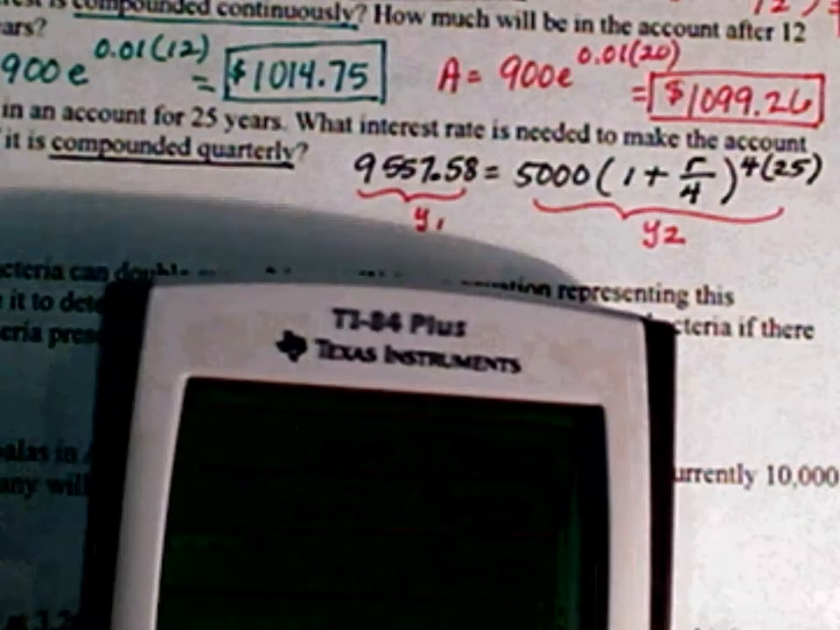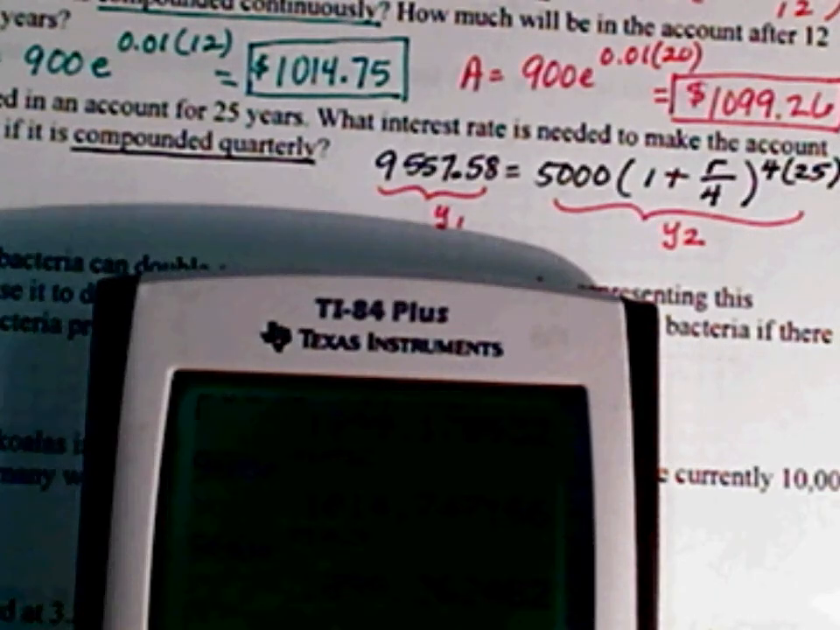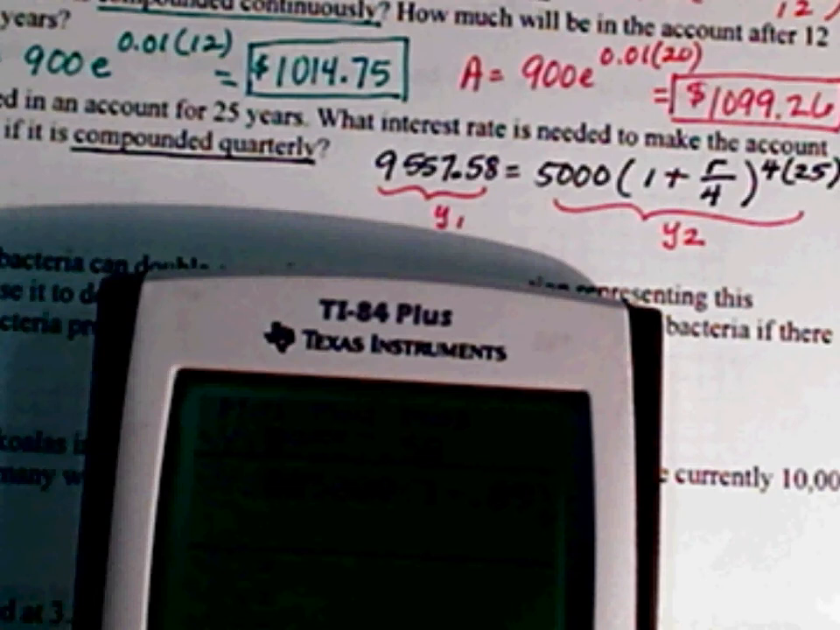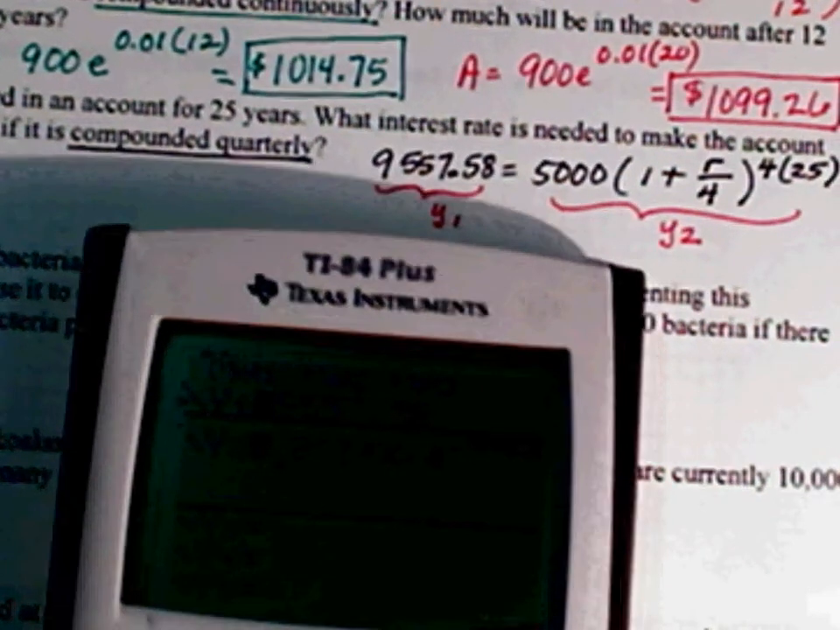I can show you a different way to do it, but since you guys learned it this way, let's do it this way. Y1, I'm going to put 9,557.58. Under Y2, I'm going to put 5,000, parentheses, 1 plus, I don't know what my rate is, so I'm going to put X in that position, divided by 4, raised to the 4 times 25. Did everyone see how I just typed all that in?